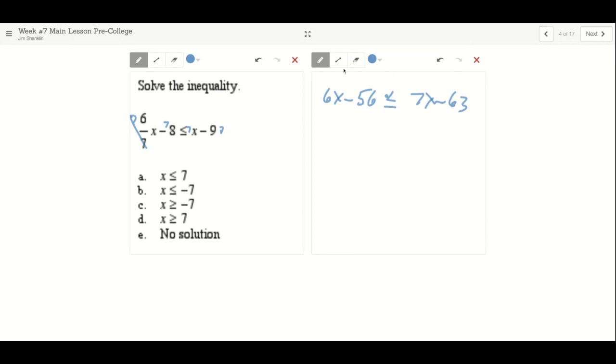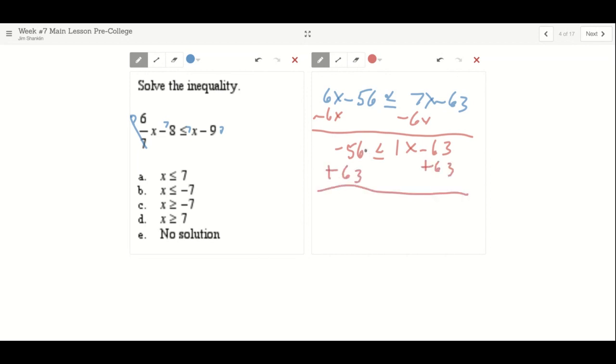For my next step, I have variables on both sides, so I would subtract 6x from both sides. If I subtract 6x from both sides, I'm left with negative 56 is less than or equal to 1x minus 63. I'm going to add 63 to both sides, and I end up with 7 is less than or equal to x, or it is read x is greater than or equal to 7. So this would be my answer. It looks like my answer is letter D for this problem.